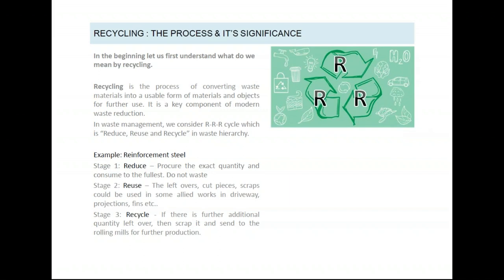In stage two, when we have some scrap or waste left with us, we can use it for some works like driveway, projections, beams, which are not major structural components. Then after reusing, if we have some more quantity of materials left with us, we can go for recycling, where we can send it to the rolling mills for re-rolling, and after that again we will get the steel back to our construction. So this way we can reduce the wastage and we can use the scrap materials in our project.